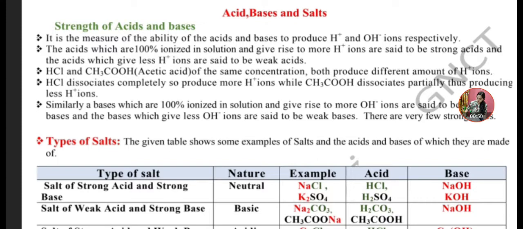Because acetic acid does not completely dissociate, and when it can't dissociate completely, it releases fewer hydrogen ions, so it is a weak acid. Let's move on. Similarly, a base which is 100% ionized, students, gives rise to more hydroxide ions, so it is called a strong base. And those bases which give fewer hydroxide ions are called weak bases.